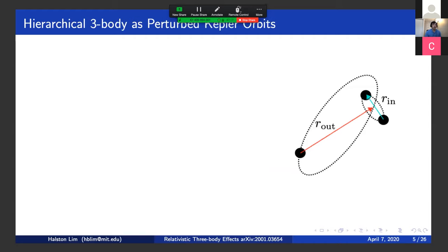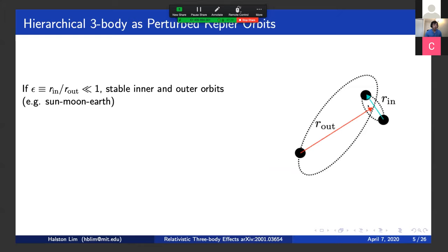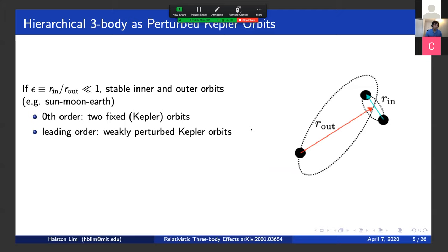Okay, so if the third body is far away, we can treat the dynamics perturbatively. So this is our triple system. And in the limit that R_in over R_out goes to zero, you have two Keplerian orbits. There's an inner orbit and there's an outer orbit, and they don't interact. But at leading order, the two orbits can interact weakly. This means that over a single period, the net change to each orbit would be small.